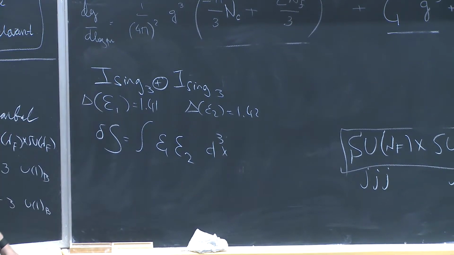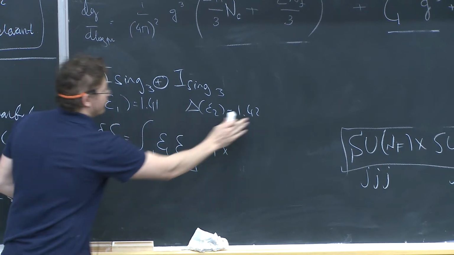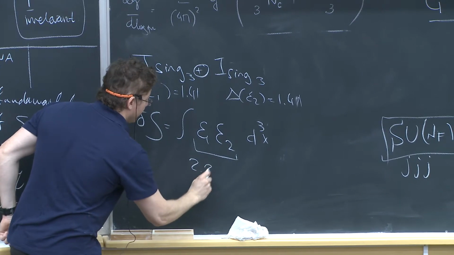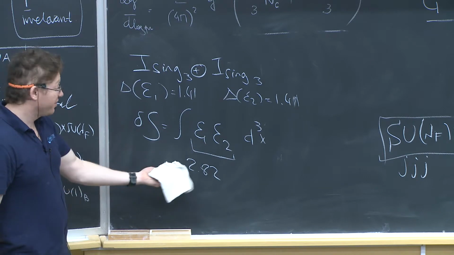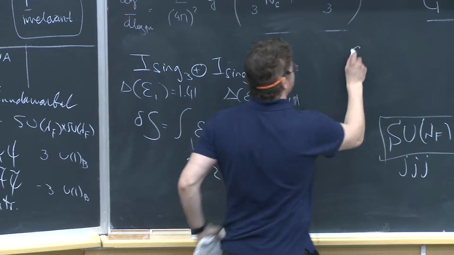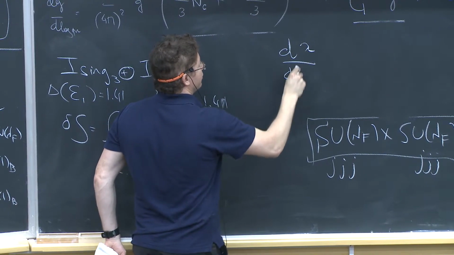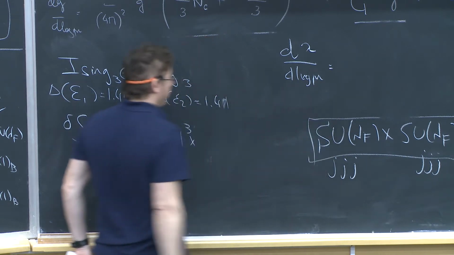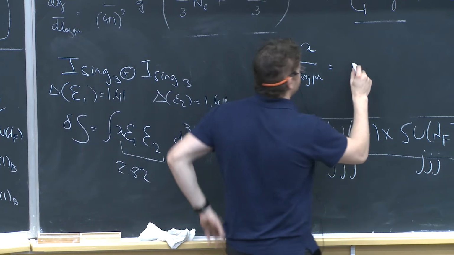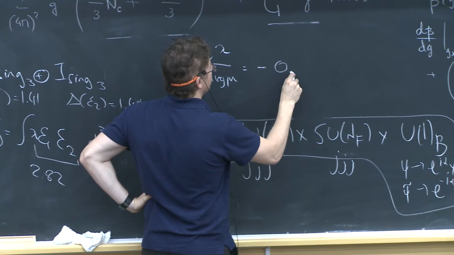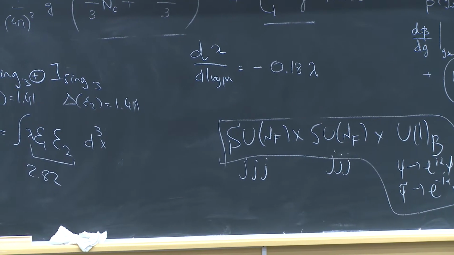Let's add this interaction. The dimension of this operator is the sum of these two numbers, like 2.82. So it's not marginal, unlike the gauge coupling, but it's very slightly relevant. If you wrote the beta function, let's call the coupling lambda, the first term would be 3 minus 2.82, so minus 0.18 lambda. That's the first term in the beta function, just from the tree-level anomalous dimension.